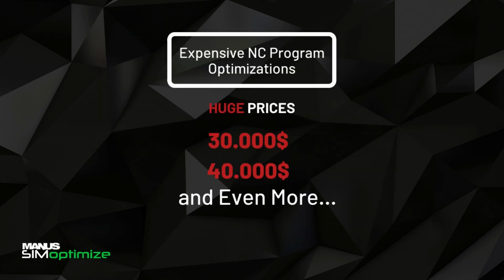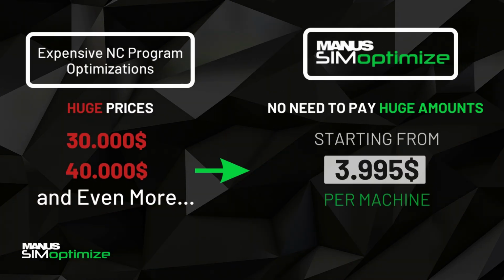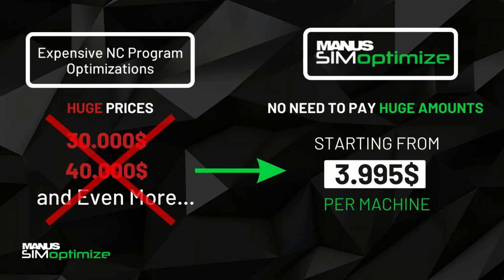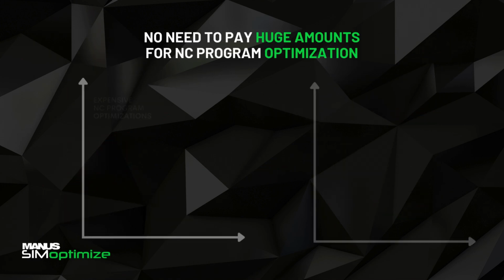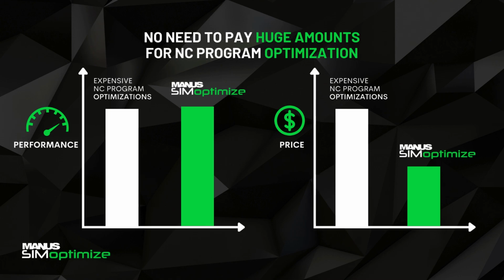Another major problem regarding NC program optimization is the high cost of such software. Therefore, only large companies have been able to invest in this type of software until now. But now we provide a powerful software that is as capable as expensive CNC simulations, and we offer it to you at prices you can afford. Even though MANUSsim Optimize price is much more affordable, its performance is as good as, and even better than, other expensive optimization solutions.